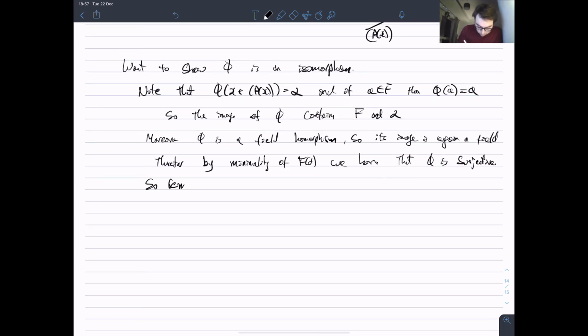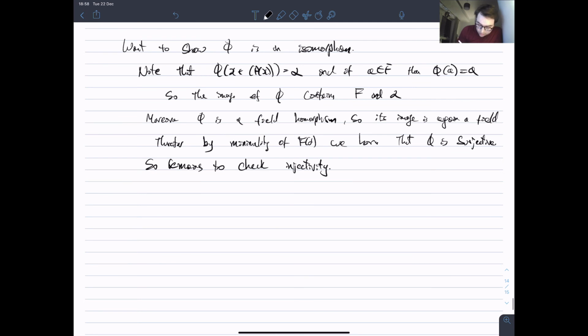So it remains to check injectivity. How are we going to do this? This is actually pretty easy. Recall that, I can't remember if it's lecture 1 or 2, that the kernel of any non-zero ring homomorphism is a prime ideal.